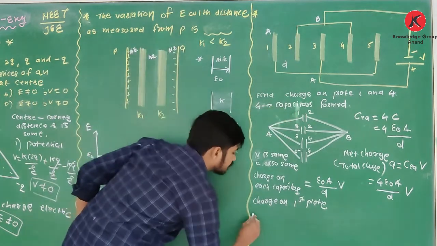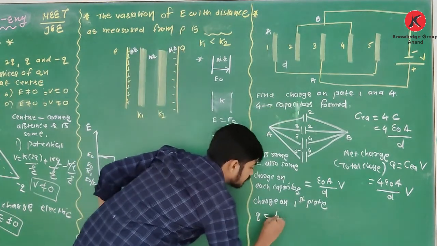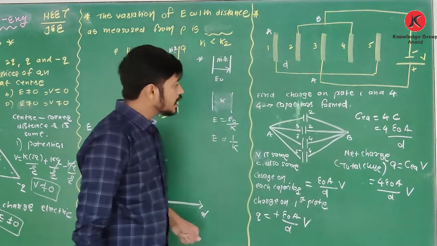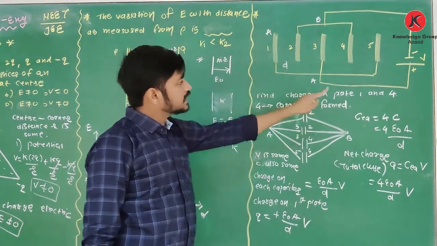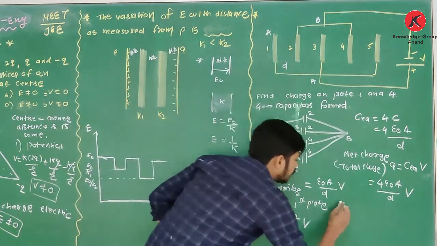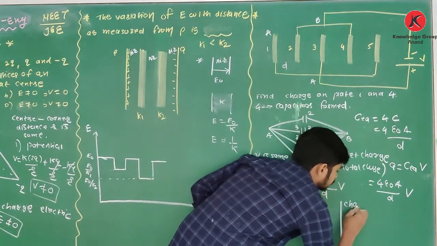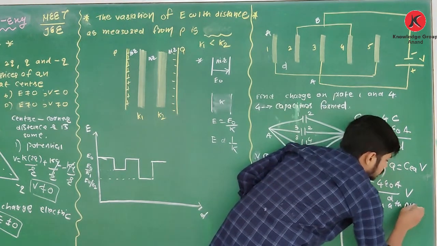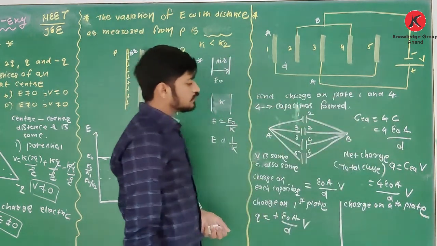So the charge on the first plate, Q, is plus epsilon 0 A upon D into V. Why? Because this first plate is connected with the positive terminal. Now, what is the charge on the fourth plate?